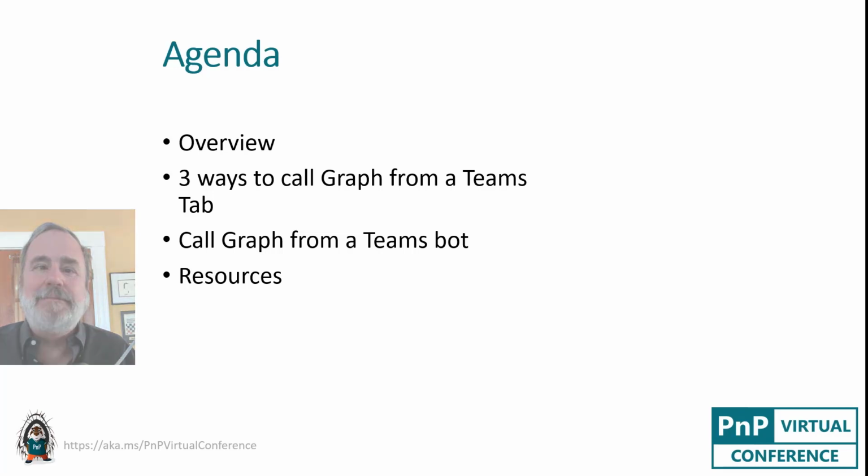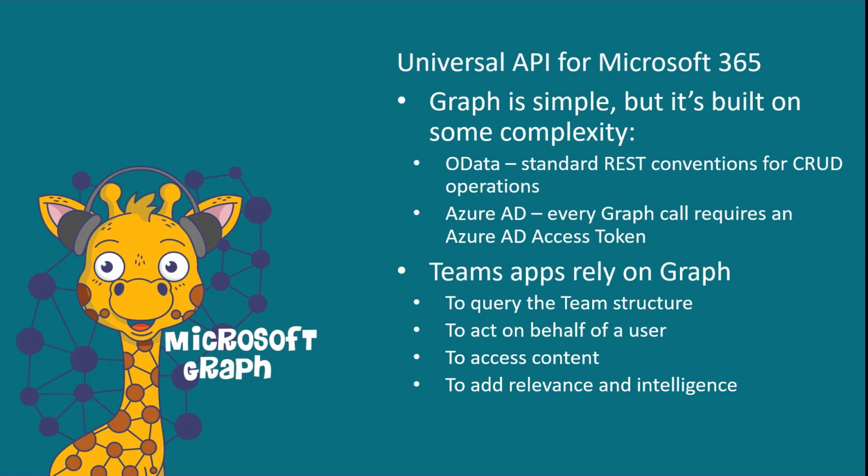So let's dig in. You're probably already familiar with the Microsoft Graph. You can think of it as the universal API for Microsoft 365. In and of itself, the graph is simple. It's a bunch of REST calls, but it's built on some complexity. OData is a little bit complex. That's the standard REST convention for doing create, read, update, and delete operations against collections of data.